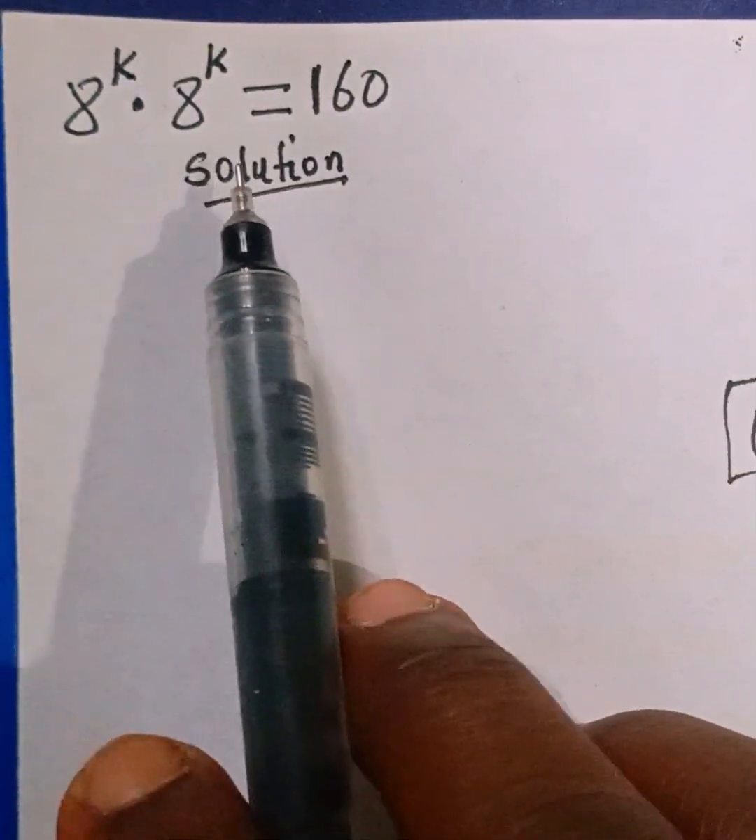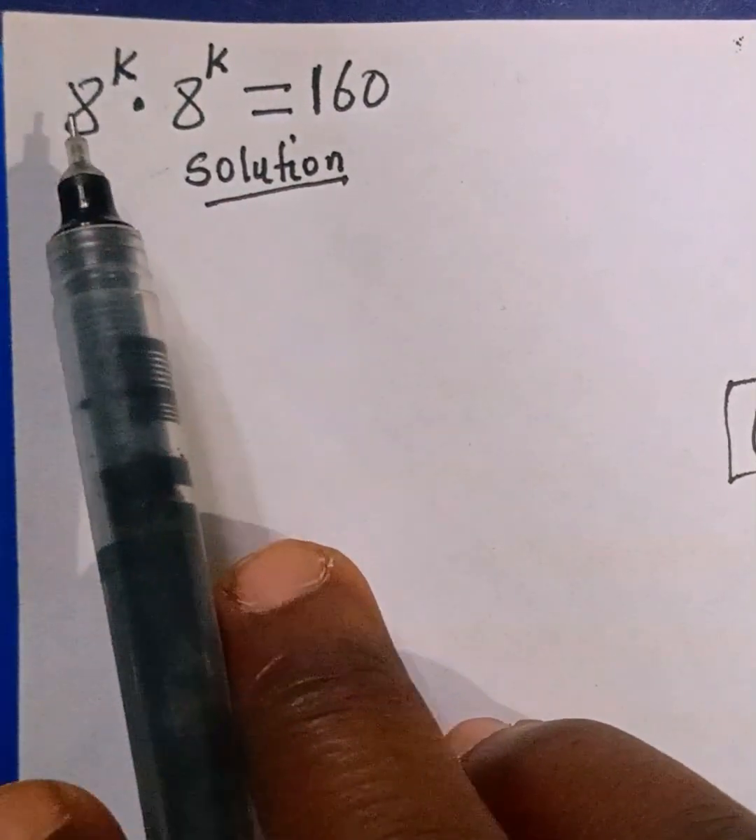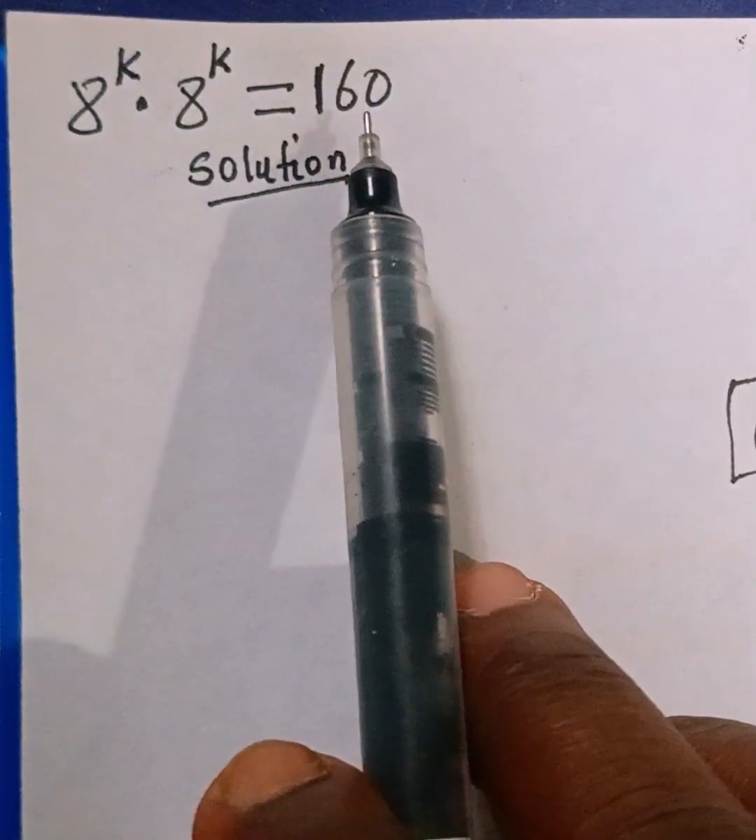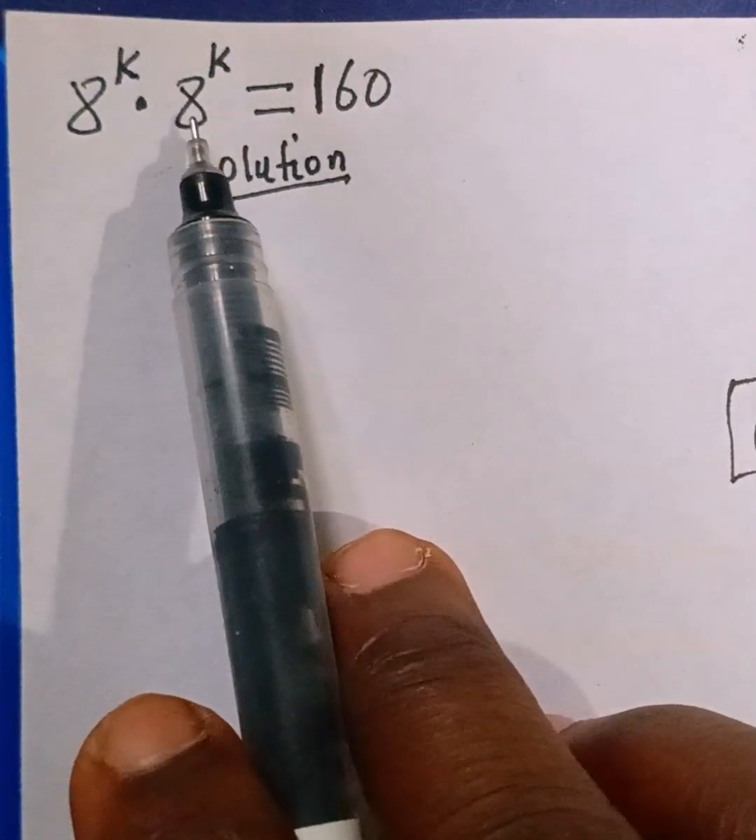We're going to solve for the value of k from this equation. We're given that 8 raised to the power of k multiplied by 8 to the power k is equal to 160. Then we are looking for the value of k.